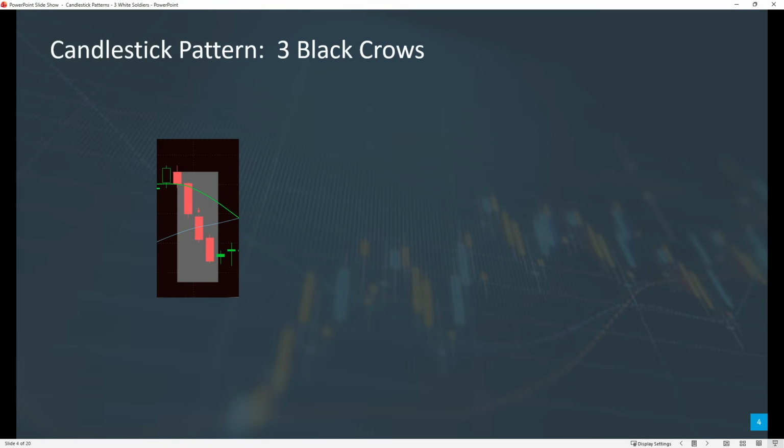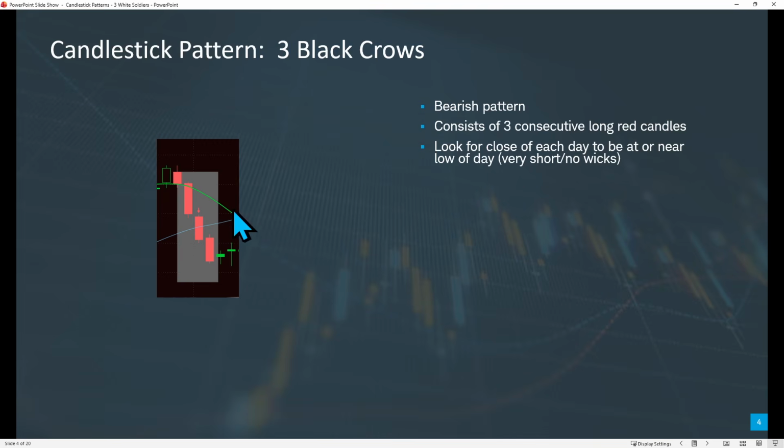So what are three black crows? Well, three black crows are three bearish candlestick patterns that create this bearish pattern. They occur consecutively, or in a row, and you've got three big, long, red bearish candles. And you're looking for the close of each day to be at or near the low of the day. So we don't want to see a long wick at the bottom of these candles. We want them to have very short wicks or no wicks. So that momentum took us down right through the end of the day.